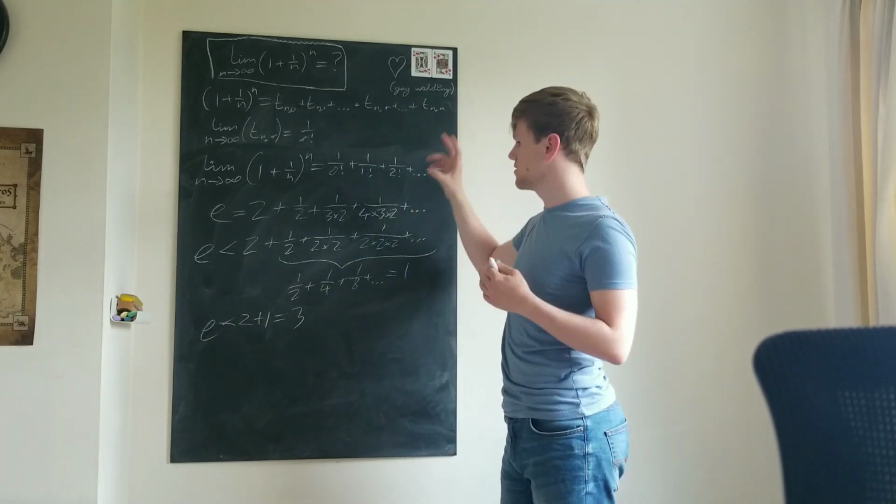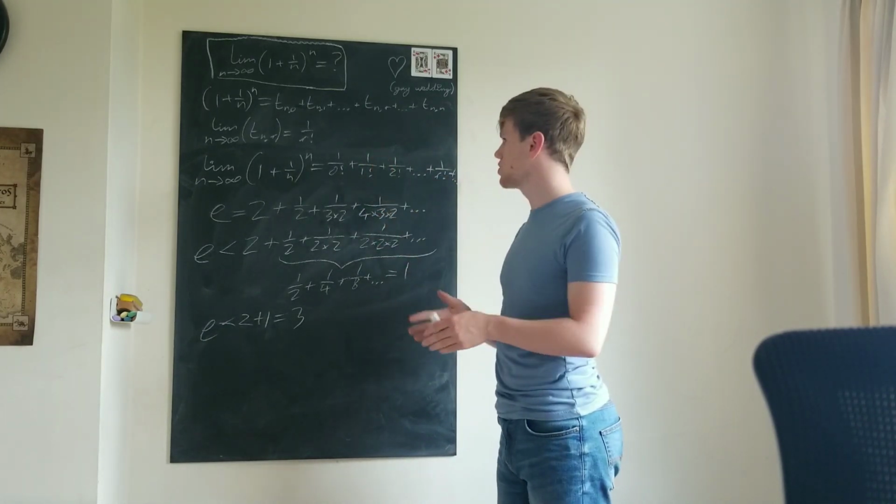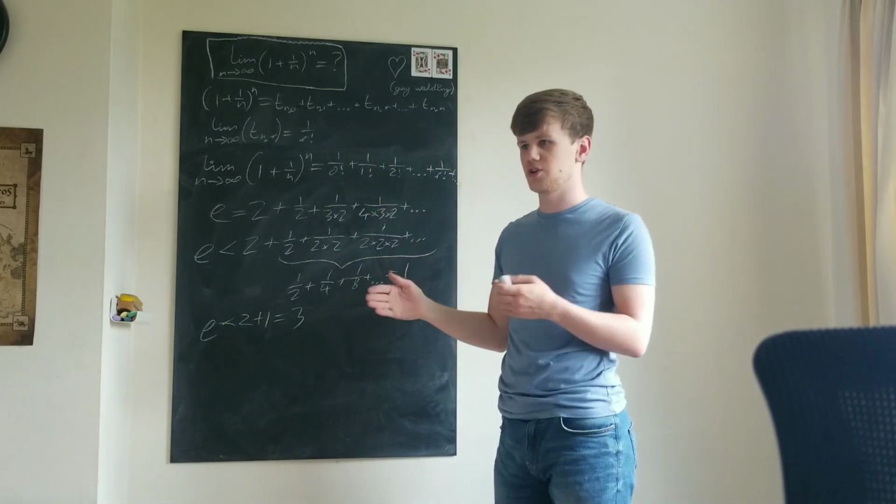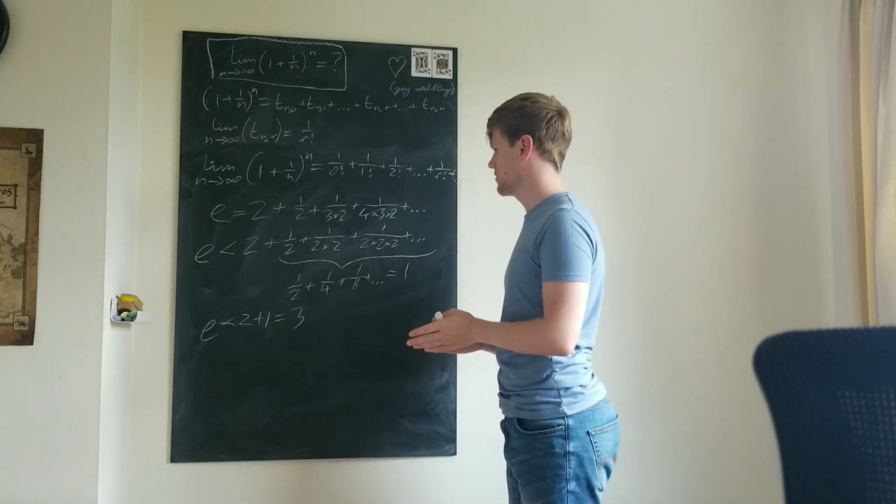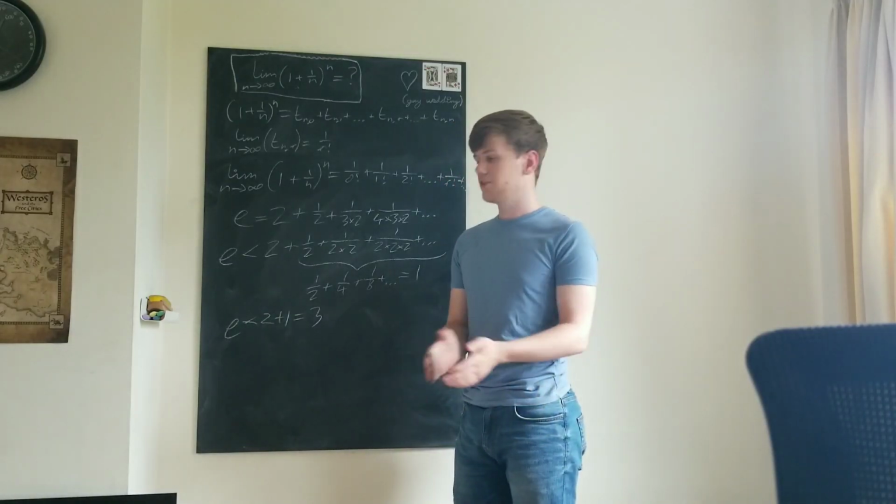And so yeah, this is the finite value which our compound interest will take us to if we choose smaller and smaller divisions.